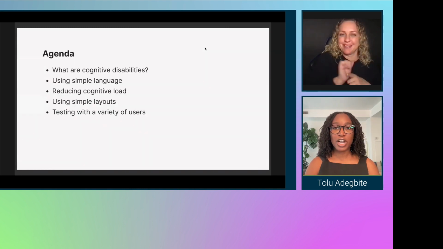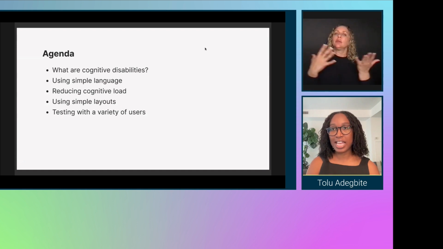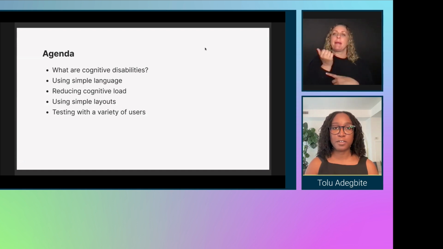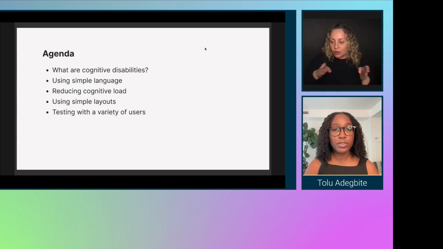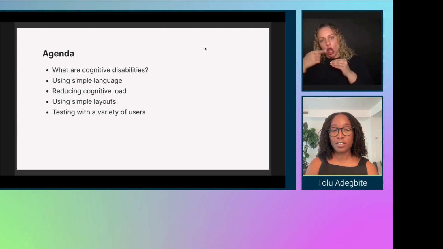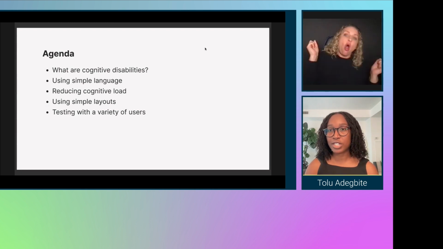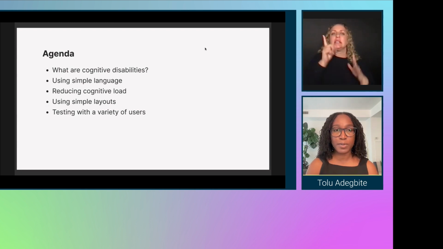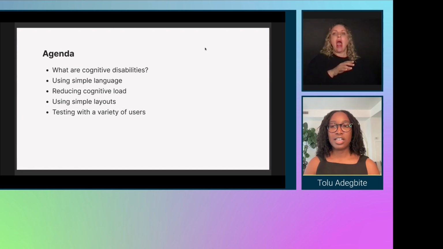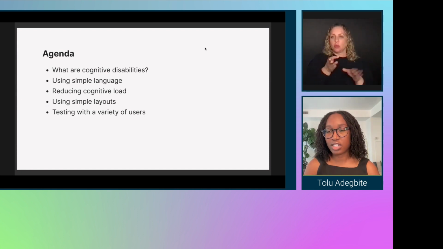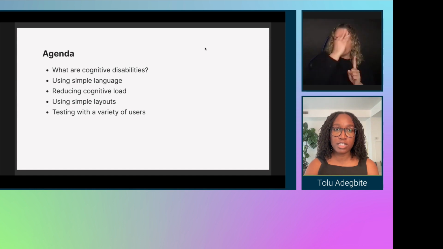So today we're going to be talking about cognitive disabilities and how we can best design for them and make sure that we're making our experiences as accessible as possible to as wide a range of people as possible. We're going to be discussing some strategies, including using simple language, reducing cognitive load, using simple layouts, and testing with a variety of users. Now, these strategies are in no way exhaustive, but they are pretty common strategies I see come up often in my experiences and are some of, I think, the quickest ways that we can make sure our content is accessible for people with cognitive disabilities.